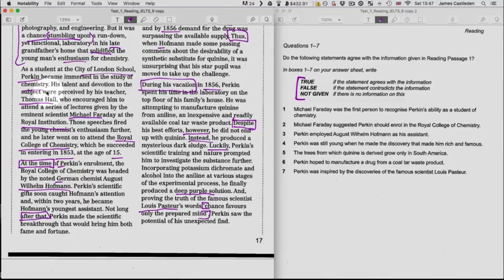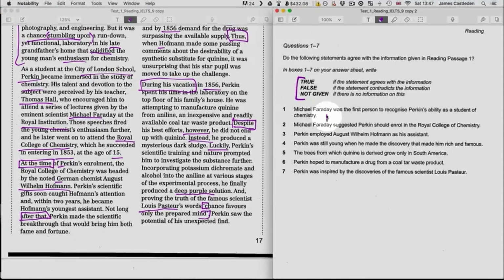His talent and devotion to the subject perceived by his teacher Thomas Hall encouraged him to attend a series of lectures given by Michael Faraday. So no, he didn't know Michael Faraday, and nor did Michael Faraday know him. So it must be Thomas Hall, so this is false. Michael Faraday suggested Perkins should enroll, so later they become friends, clearly. He fired the young chemist's enthusiasm further, and he went on to attend the Royal College of Chemistry. So suggested is a problem here, so that's also false.